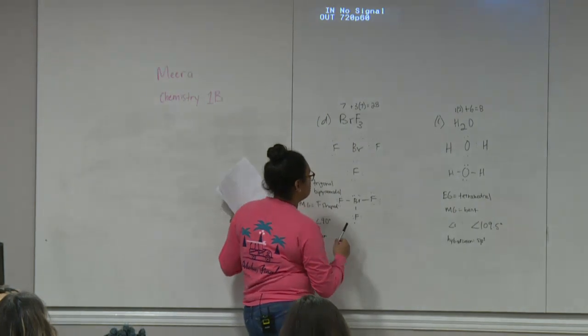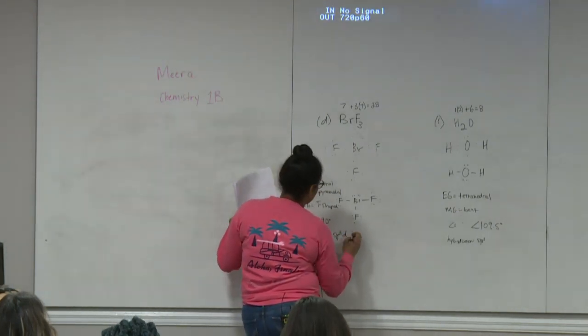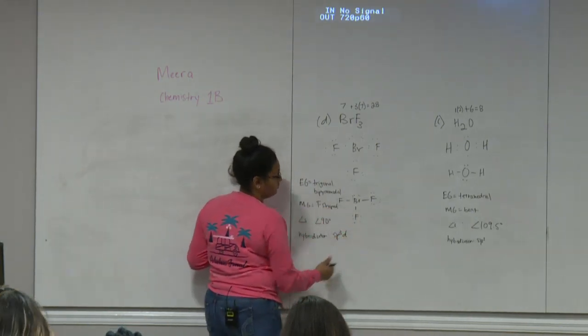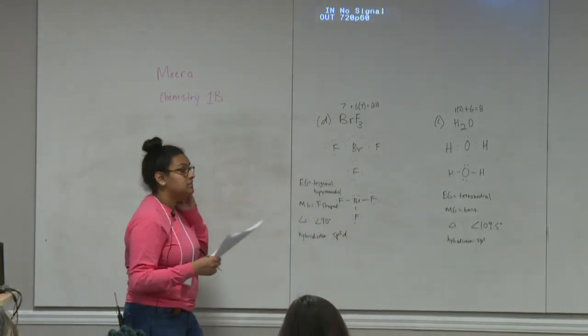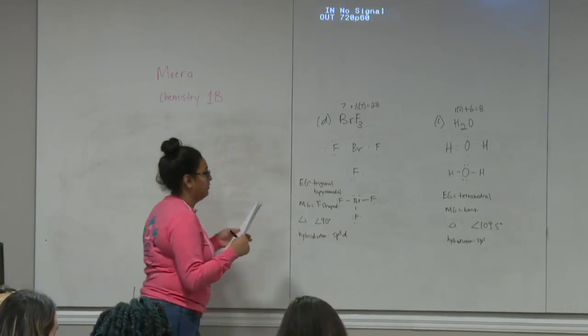So we know the hybridization is going to be sp3d for this because it has 1, 2, 3 bonded pairs and then 2 lone pairs, which is 5 groups. So basically you can tell your hybridization from your electron geometry.